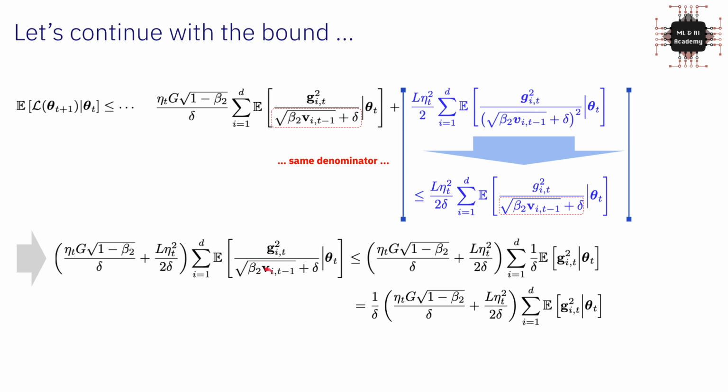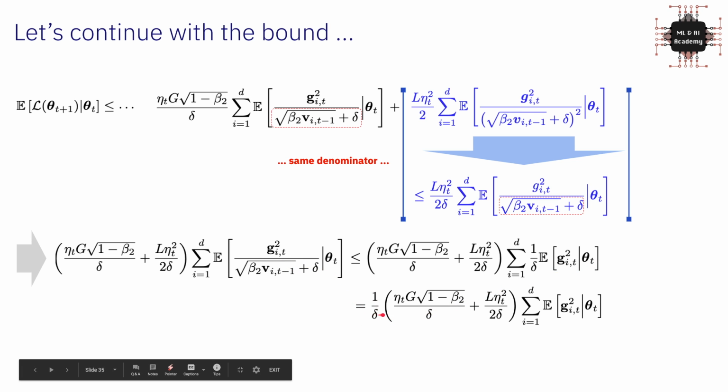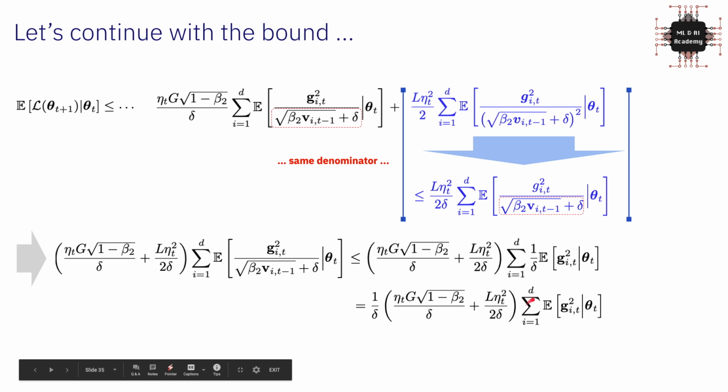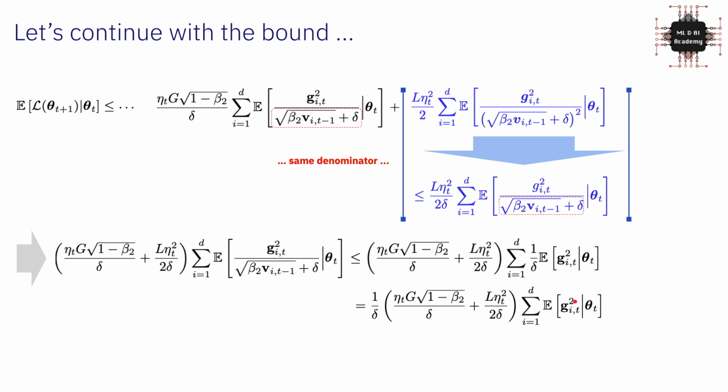Now we're gonna again use the same trick we used before, where you have 1 over something like a, which is positive, plus b. And now we're gonna write that less than 1 over b. So this is a, this is b, so that would be less than, that constant stays there, nothing changes here. Summation is here, and now we just bound it by 1 over delta, and therefore now we have E of g_it squared given theta t. So therefore this is equal to 1 over delta, because we can take the 1 over delta outside of the summation sign, 1 over delta this equation, summation i equals 1 to d E of g_it squared.